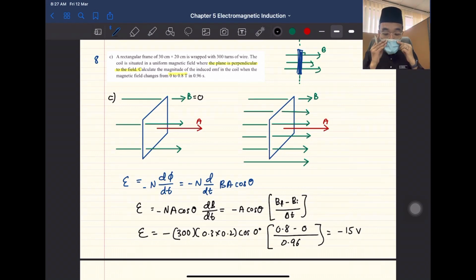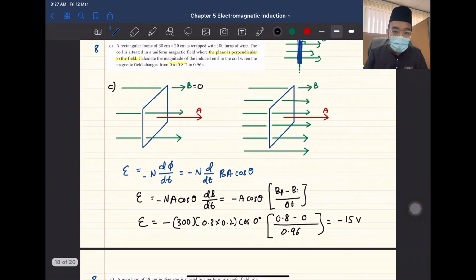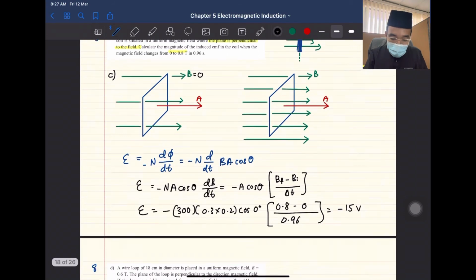Because this one is induced EMF. But if you use the formula with the negative value, don't suddenly remove it, leave it there. You don't have to state anything. Just write the answer like that.